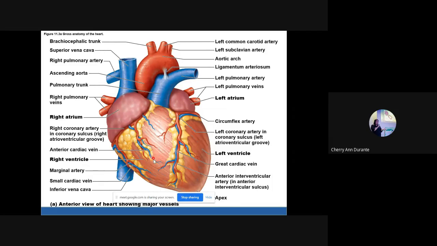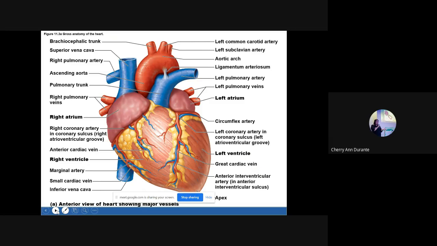Now, the veins that you can see here are your coronary veins. The veins carry the blood away from the myocardium into the coronary sinus. No? So, kukunin niya iyan lahat and then idi-drain iyan sa right side of the heart, sa right atrium.